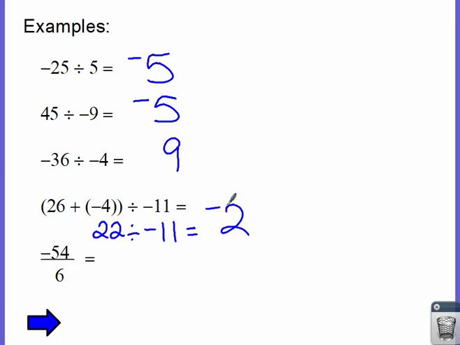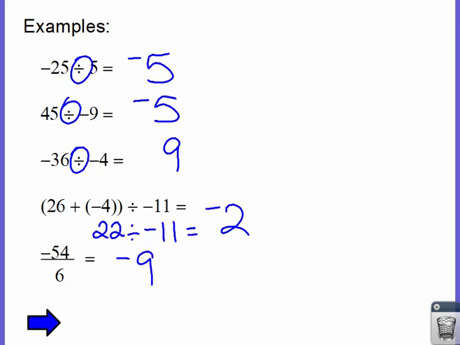Now we also need to understand that in algebra, this division sign, just like the x in times, is going to go away. So this last question, this is how division will look in algebra. Negative 54 over 6. So anytime you see a fraction, it's just a division problem. So we do the math. 54 divided by 6 gives me 9. I have one negative, so my answer is negative.